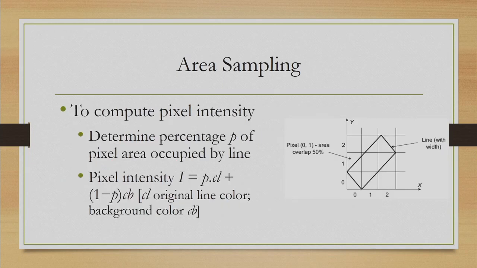Now, to compute pixel intensity, what do we do? We determine the percentage of pixel area occupied by the line. Let us denote it by P. Then pixel intensity I is computed as a weighted sum of the line color and background color, as shown in this expression.